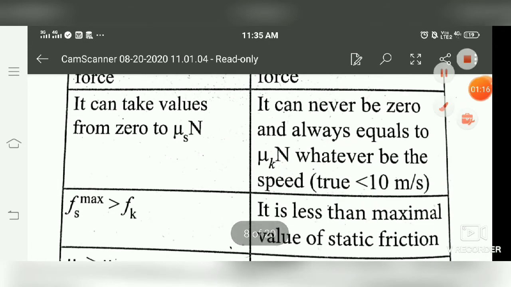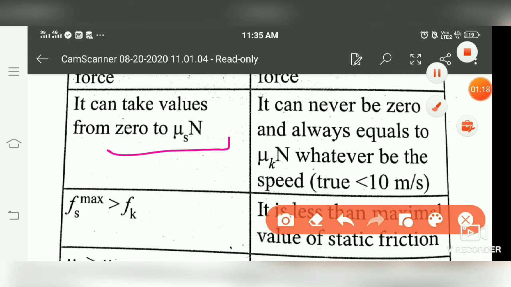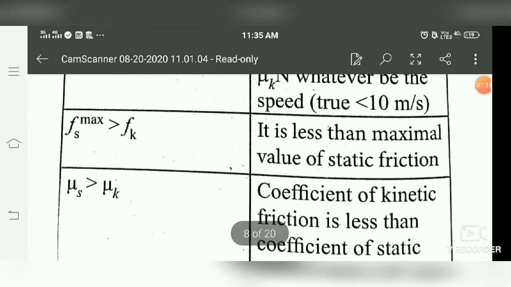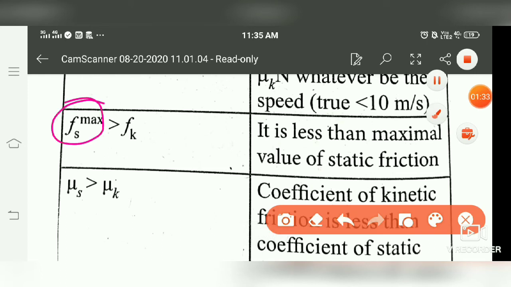Static friction can take a value from 0 to mu s N, means from 0 to a maximum value. Kinetic friction can never be 0 and is always equal to mu k N, whatever be the speed, because it's independent of the speed. It has a maximum value. This is called limiting friction.